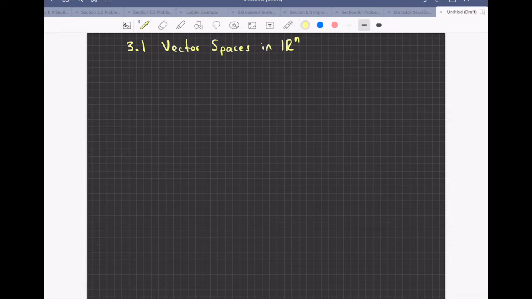Section 3.1, vector spaces. One of the purposes of this course is that we can study vector spaces. Vector spaces is a very abstract concept in mathematics, but first we will try to understand this in the simplest way. What is the motivation?